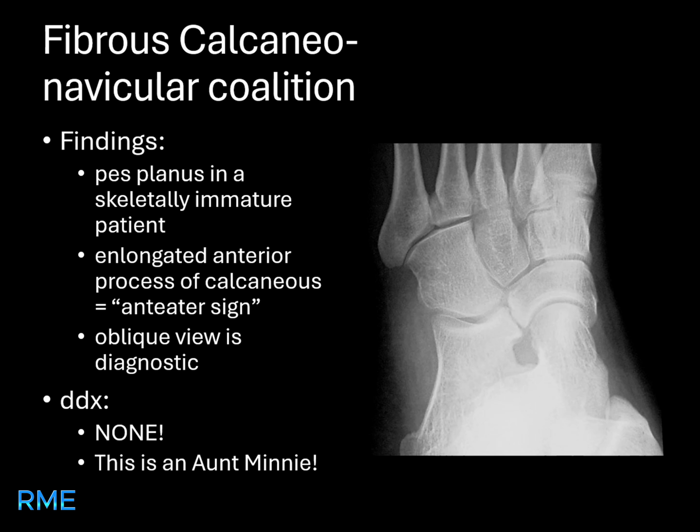Again, no differential diagnosis is needed here. It's another Aunt Minnie. The oblique view is diagnostic and confirms the coalition. Management involves conservative treatment with orthotics or surgical intervention if symptomatic.